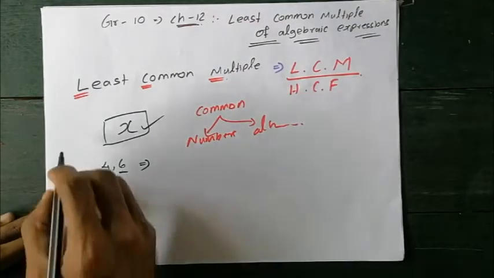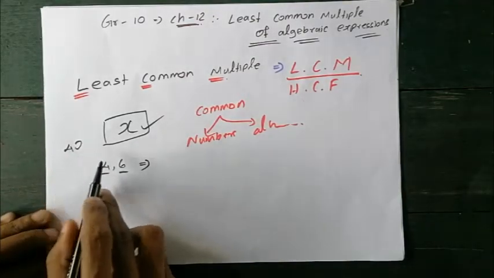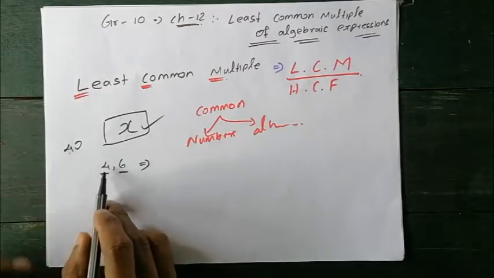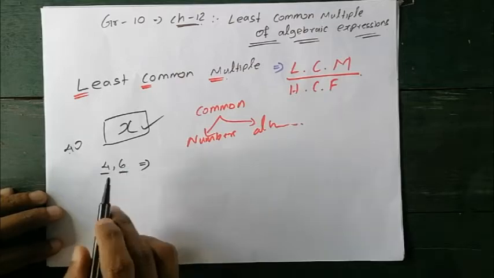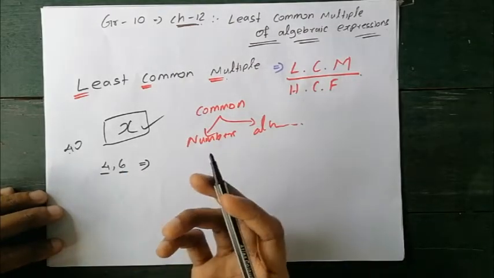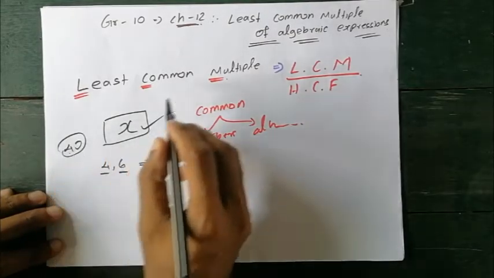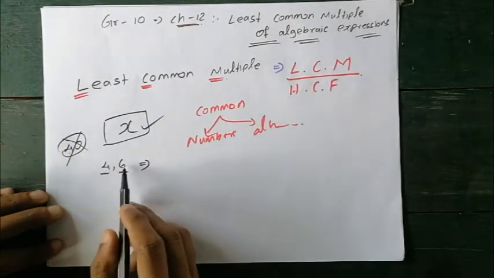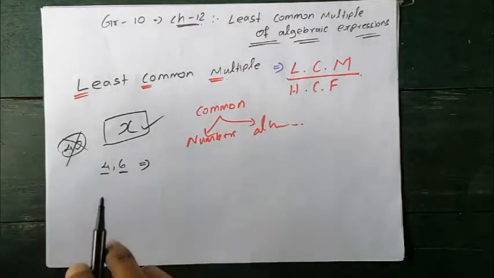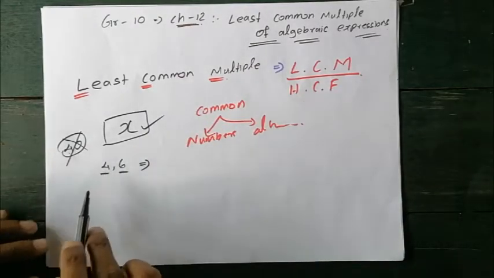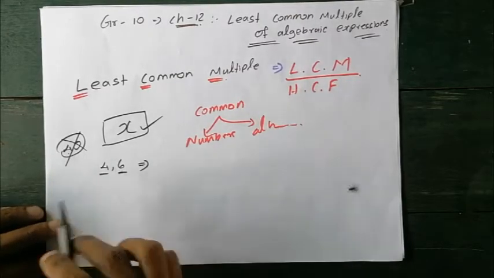I think you understand. 40 is a multiple of 4. So we can divide 40 by 4, but we can't divide 40 by 6. Dividing means without remainder. So 40 is not a common multiple of 4 and 6. Least common multiple means it can be divided by both values, or by the given values, not individually, but by both.